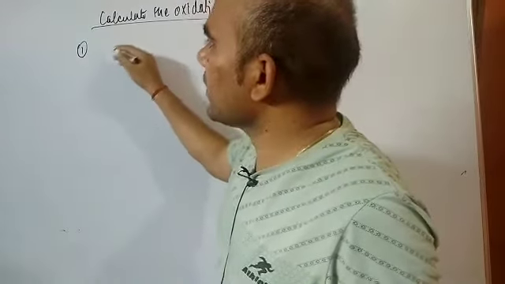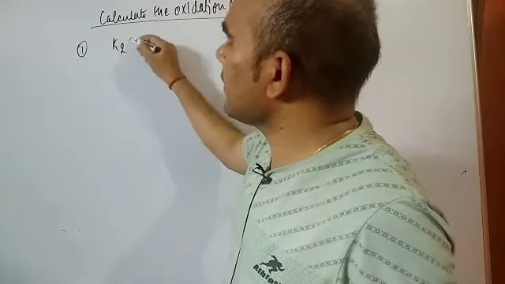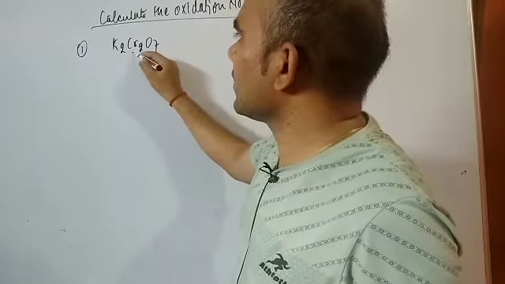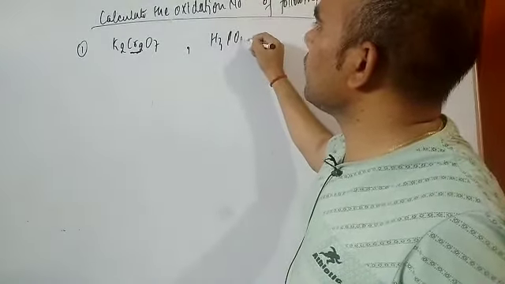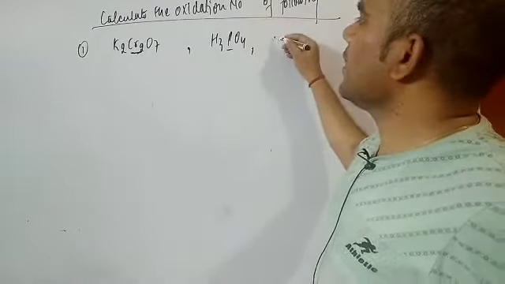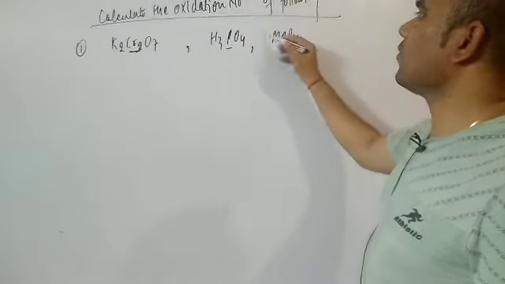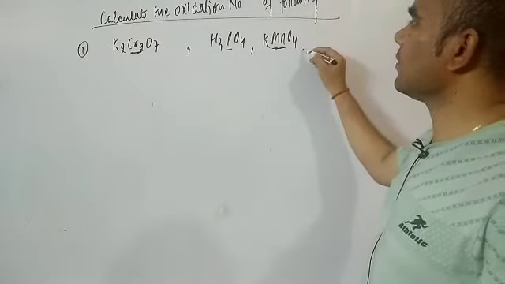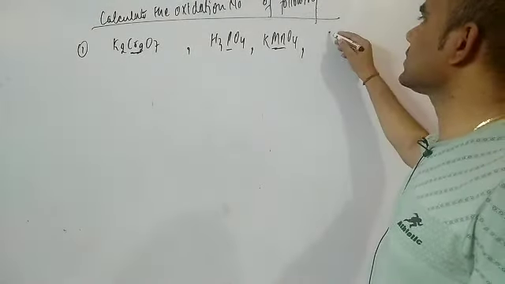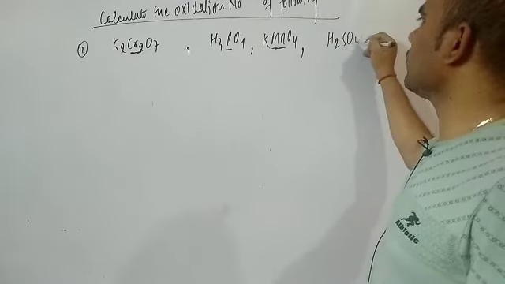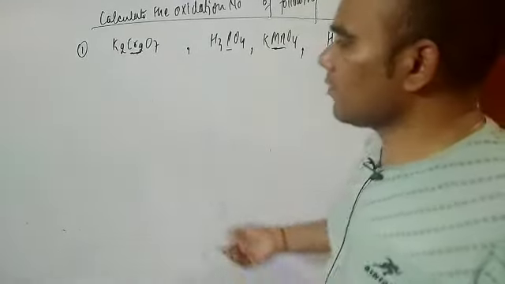The first one we are having is K2Cr2O7, the underlined element being Cr. Then H3PO4, this one. Then KMnO4, that is Mn. Then we can calculate H2SO4, this one. So let us solve one by one.